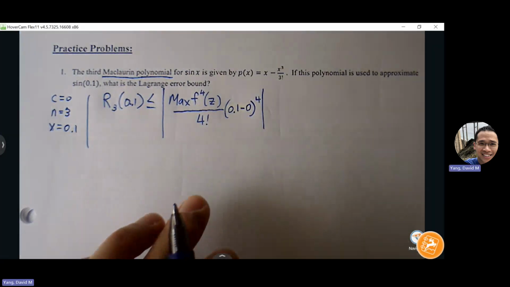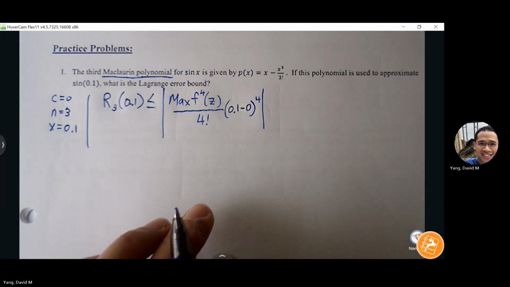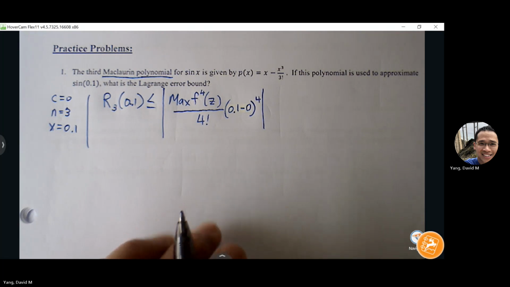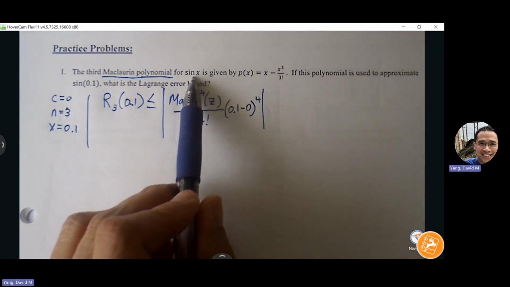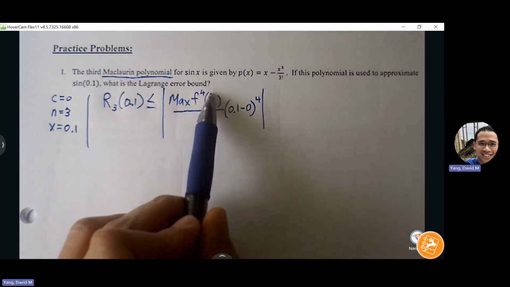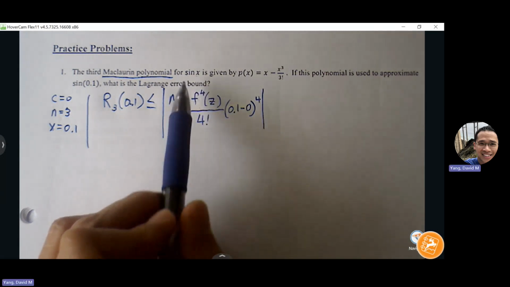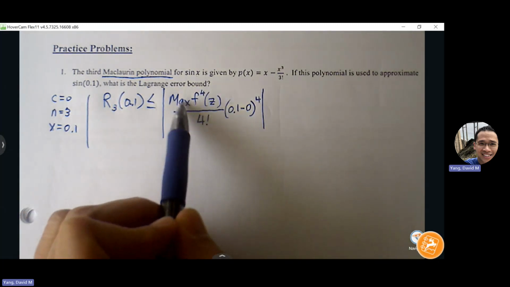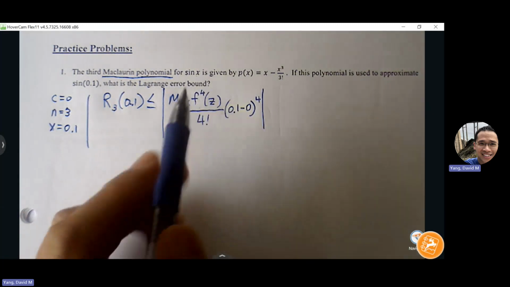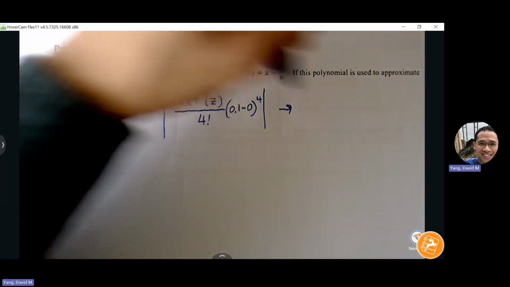Okay, are we okay with the setup so far? So the fourth derivative of sine will bring us back to sine. And what's the maximum value of sine? 1. So that's easy, right? We don't have to do any testing between 0 and 0.1. We can just safely say, okay, for sine and cosine, my max is going to be 1. So that's going to make it easy for us.